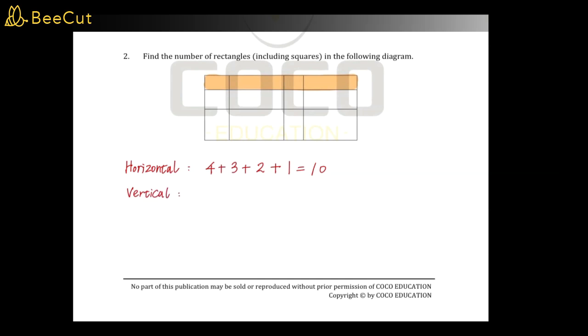Then let's check for the vertical direction. Small rectangle, we have 1, 2, 3. 3 of them. Then after that, those consist of two regions is 2. The whole thing is 1. So altogether, there's 6. Now we combine the two directions together. 10 times 6 equals to 60.